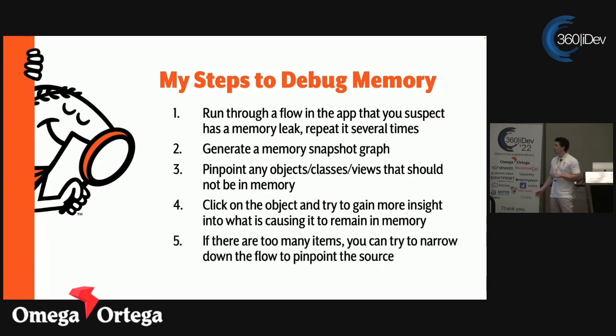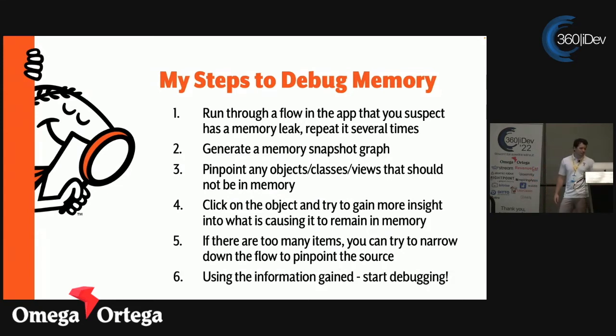And then if there are too many items, sometimes I like to narrow down a flow, just go through like 2 or 3 screens at the max, or 2 or 3 elements in the area, and try to replicate the exact point of where the memory leak is occurring. And then using all that information, you can start debugging and just trying different things in your code and seeing what remediates that reference cycle.